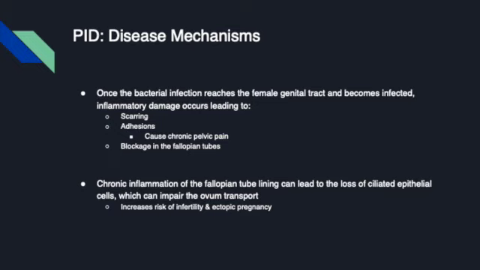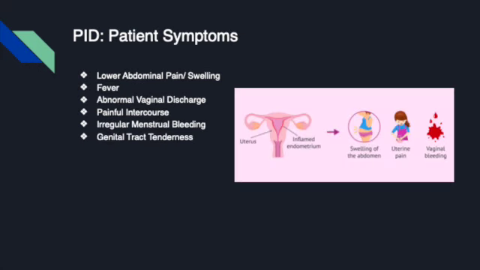So some patient symptoms of pelvic inflammatory disease would include lower abdominal pain or swelling, potential fever due to the inflammation and the infection, abnormal vaginal discharge or bleeding, painful intercourse, irregular menstrual bleeding, or genital tract tenderness.